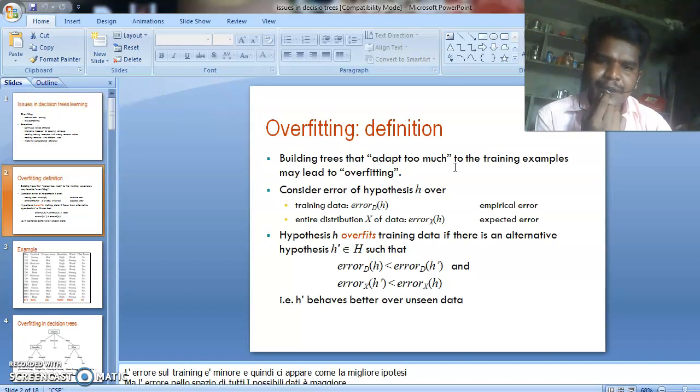Now, overfitting the training data: suppose there is an alternative hypothesis h dash belonging to the hypothesis space, the set of hypotheses, such that the error on the training data of h is less than or equal to the error on the training data of h dash, and the error over the instance space of h dash is less than or equal to the error over the instance space of h. Then h dash behaves better on unseen data.